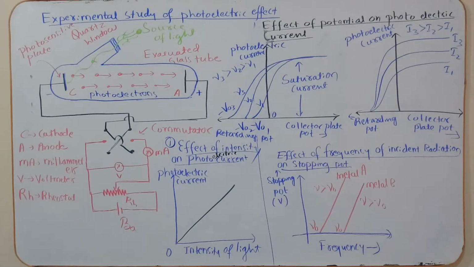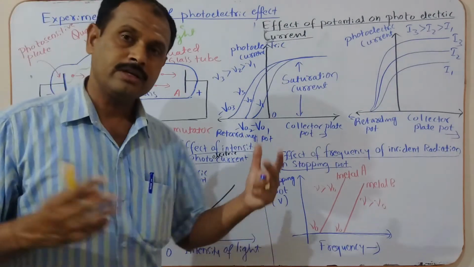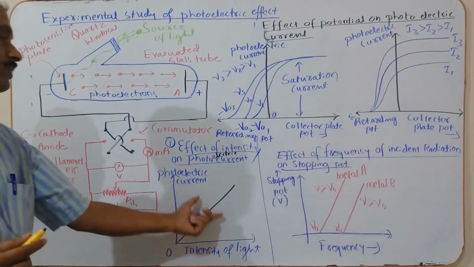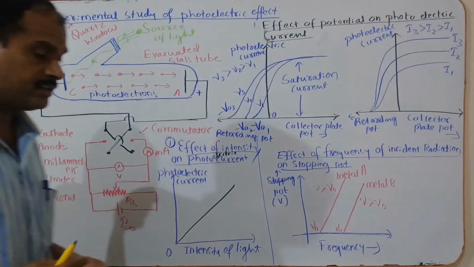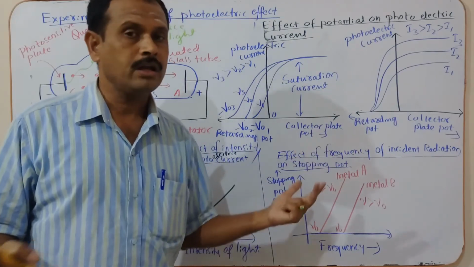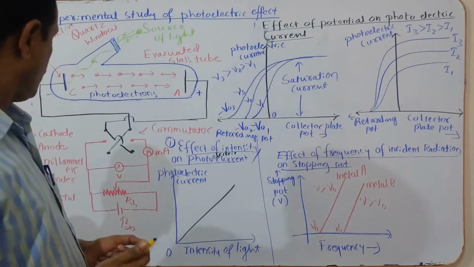It means as the intensity of light increases, the photoelectric current also increases, linearly. Yes, already you know this. In ideal conditions, if 1000 photons are incident, then 1000 photoelectrons are emitted, like that.